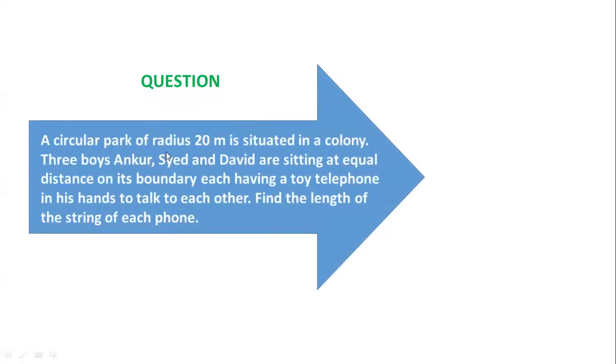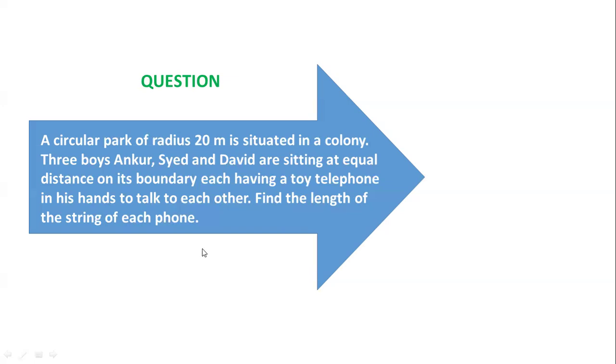Let's read the question. A circular park of radius 20 meters is situated in a colony. Three boys, Ankur, Syed, and David, are sitting at equal distances on its boundary, each having a toy telephone in his hands to talk to each other. Find the length of the string of each phone. They are sitting at equal distance, with a string attached to the toy telephone, and they have to find the length of the string of each phone.